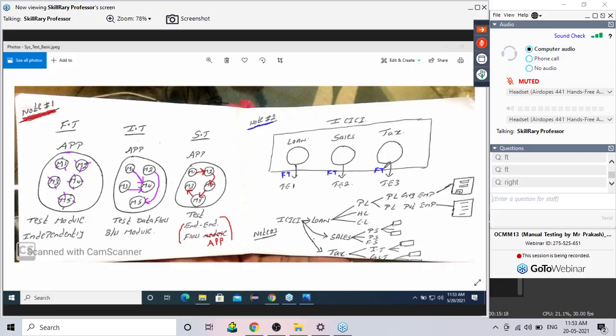Forget about integration, I'm not interested. Now I want to do system testing. Now the question is, guys, let me write that also. Assume, guys, M1, M2, I'm not writing. Assume that what I'm writing in blue color are the modules of an application. Okay, some 4 or 5 modules are there. I'll come to that.